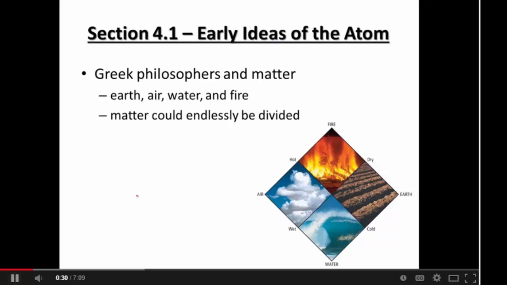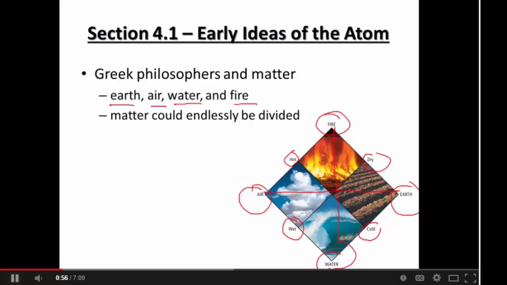Alright, so early ideas about the atom really began with the Greek philosophers and what they thought of matter. They thought matter was made of 4 elements: earth, air, water, and fire. And that those 4 elements could be combined in different amounts, and you could produce different things, like air and fire would make hot, and earth and water would make cold, and those are like opposites. Wet and dry could also be produced, and essentially everything on this table here is opposite from the other side there. This is what they believed in terms of the first 4 elements.